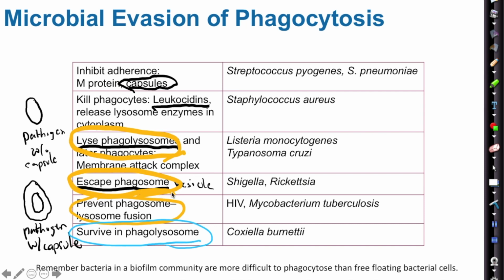You can escape from the phagolysosome. You can prevent fusion of the phagosome and the lysosome. And then some of them just plain survive in the phagolysosome and never get digested. And remember, bacteria in a biofilm community are more difficult to phagocytose than free-floating bacteria.